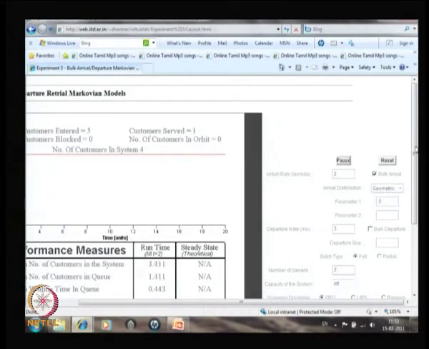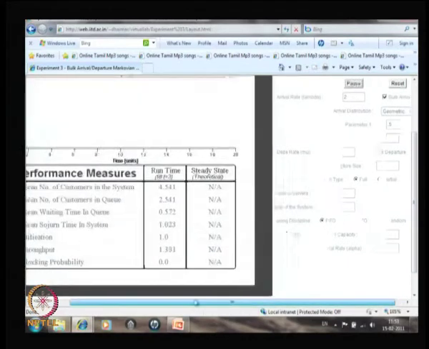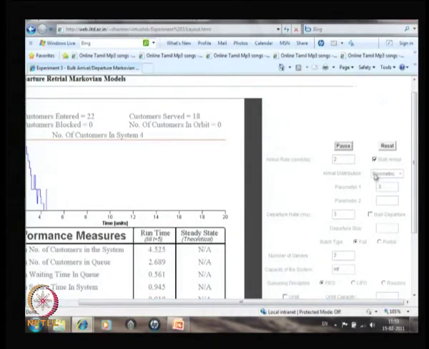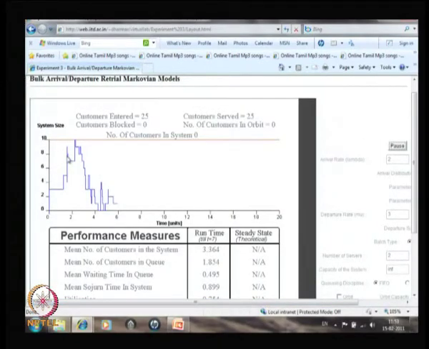Now, once you start the simulation, since it is a bulk arrival, we did not click for the bulk departure, therefore, the customers keep going by one whenever the service is over. But since it is a bulk arrival, with the number of arrivals geometrically distributed, it just jumps with the bulk arrival, whereas the departure is by 1 by 1.